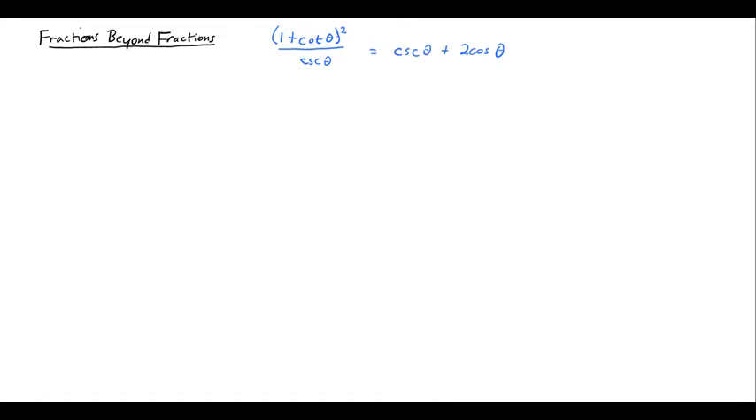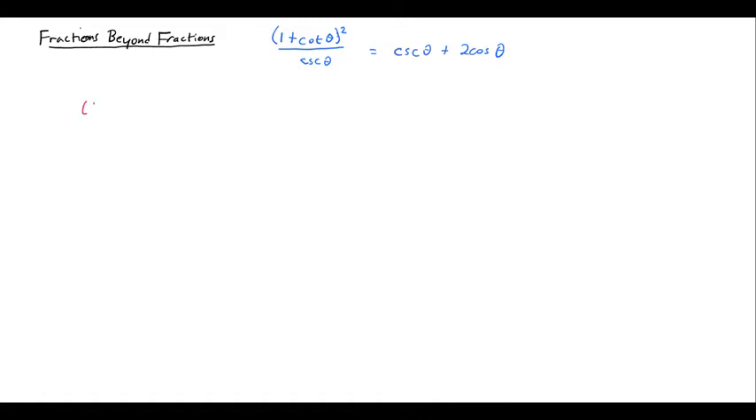After watching the video. Alright, so we're going to try and prove that for all values of theta, 1 plus cotangent of theta squared over cosecant of theta is equal to cosecant of theta plus 2 cosine of theta. The way we're going to approach this is, again, we're going to pick one side of this thing to pick on and see if we can make any progress with that. So let's pick this one and just see where this goes.